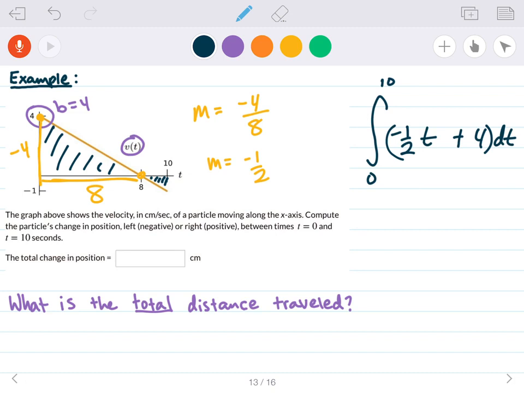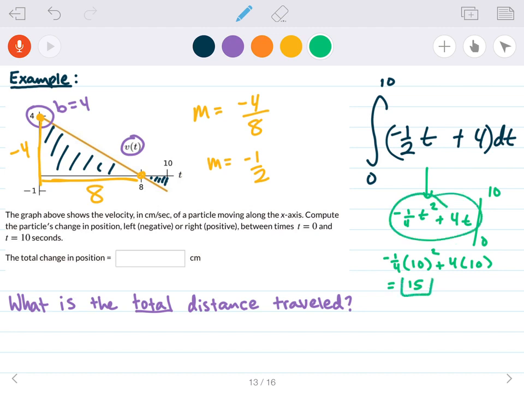So the antiderivative of this is going to be -1/4 t squared plus 4t, and we're evaluating from 0 to 10. Now if I plug in 10 for t, this is going to give me 15, right? And if I plug in 0, that's just going to give me 0. So 15 minus 0 is 15. So my answer here, my total change in position, is 15.